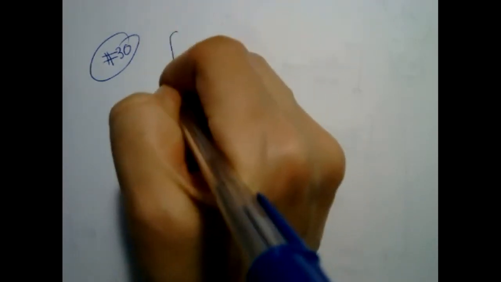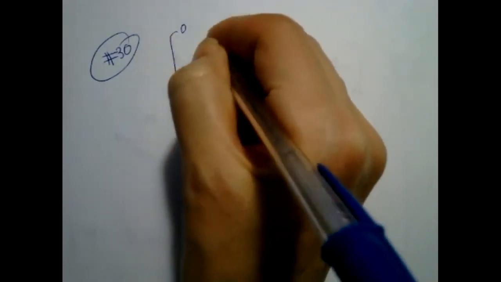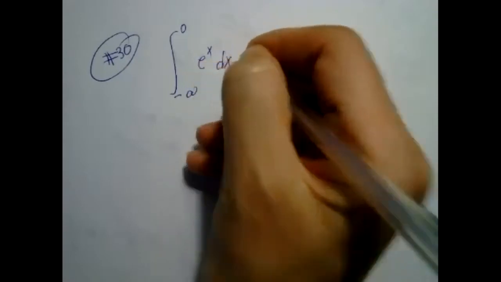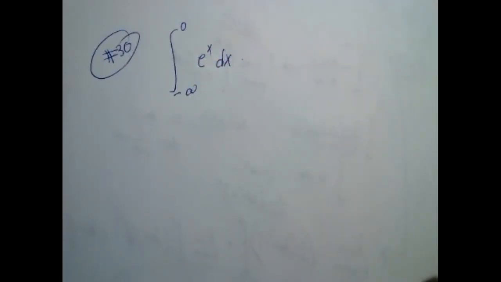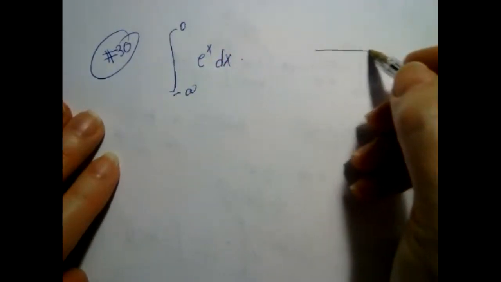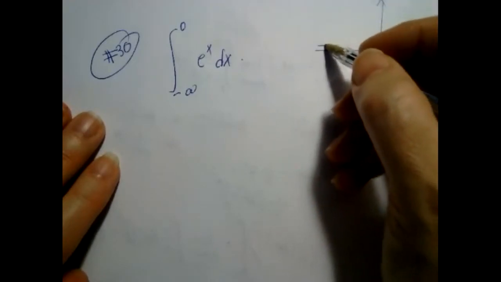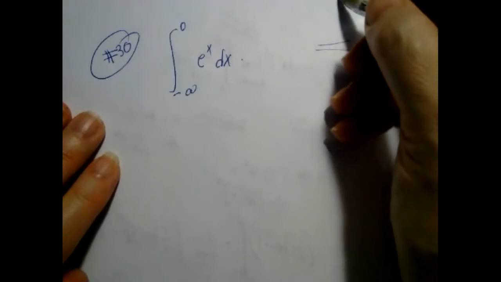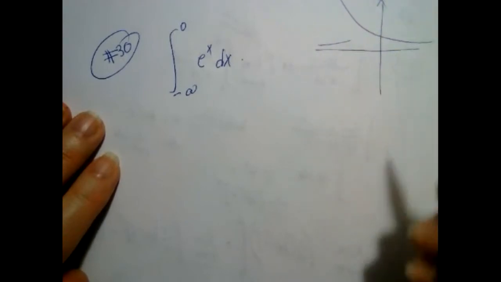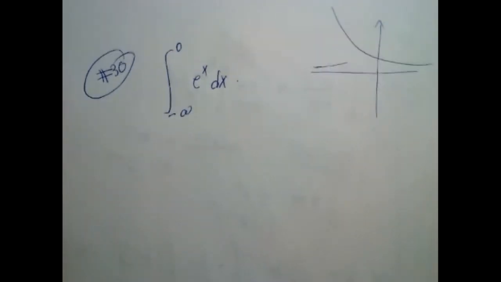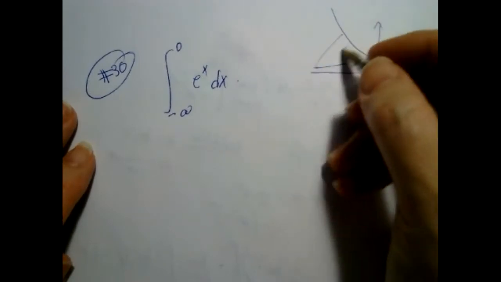Number 30. Okay, so integral from minus infinity to 0 of e to the x dx. Again, that's an improper integral, and this is from minus infinity to 0. So e to the x goes like this. That's e to the x, and that's the integral from minus infinity to 0.